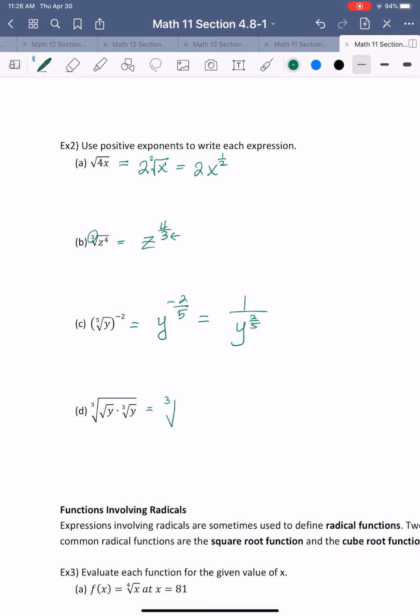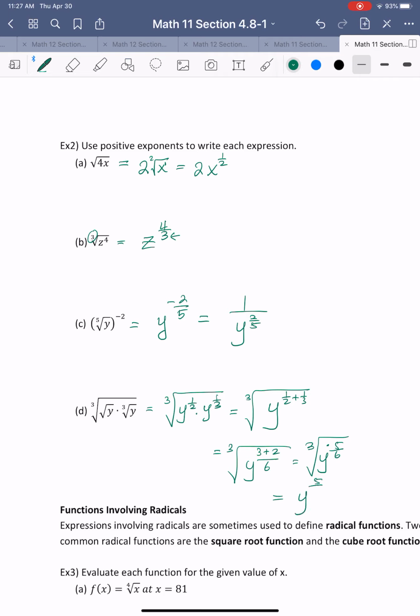Okay, this one is a cube root, right? So inside is y to the 1/2 times another y to the 1/3. So if you change that, cube root of y, and then we can add the 1/2 to the 1/3, which is the cube root of y to the 5/6, so 3 plus 2 over 6. And that's the same as y to the (5/6)/3, which is the same as 5/6 times 1/3, which is y to the 5/18th power. So this is what it is.